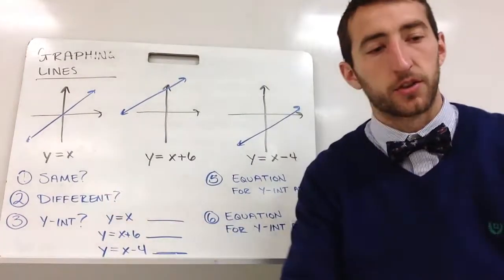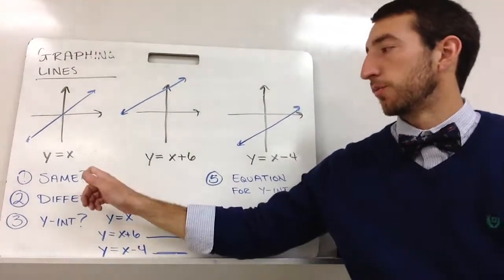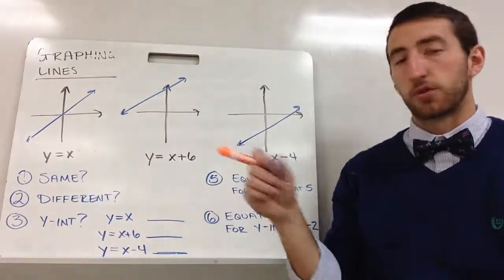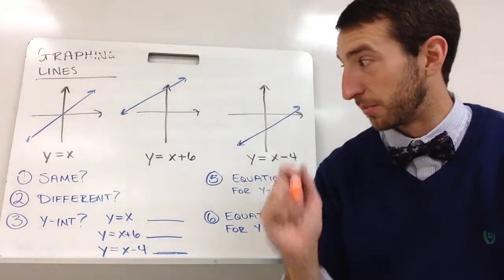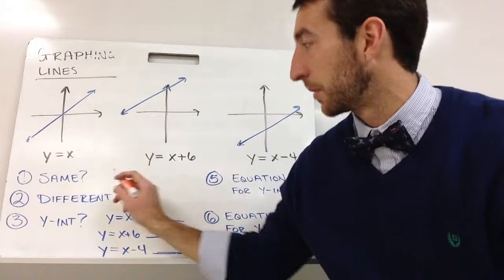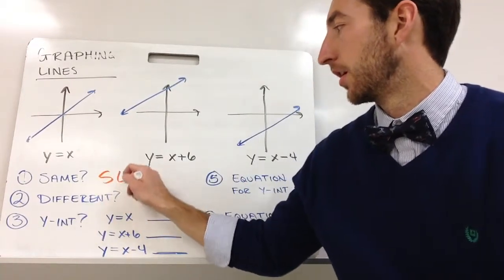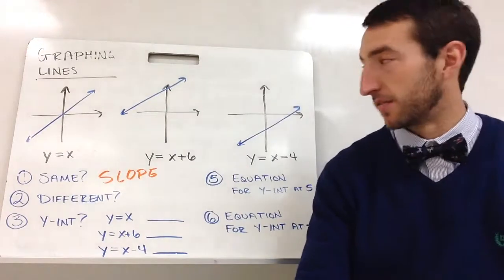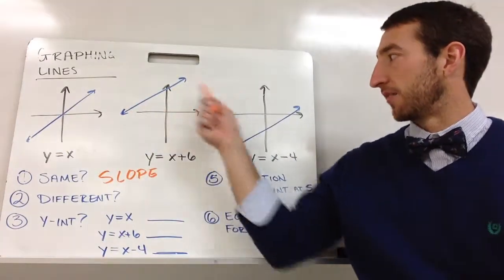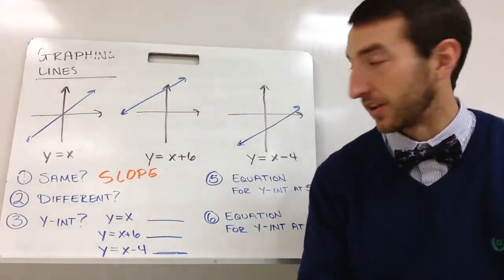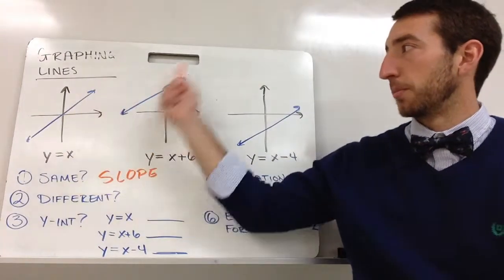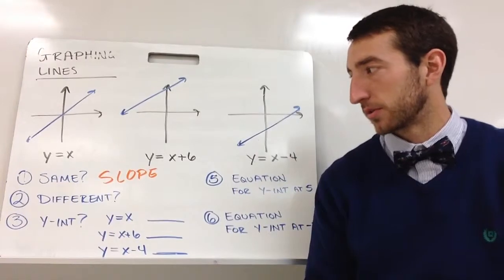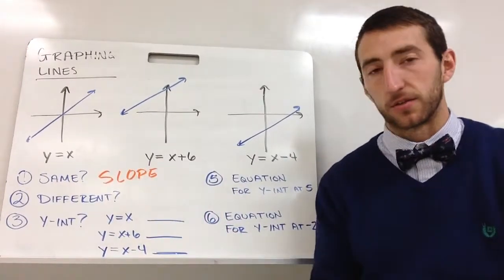So now we want to answer these questions. What do you notice is the same? If you notice, all of them are parallel. They don't cross even if they went on forever. If they're parallel, that means they have the same slope. Remember that last video we talked about the slope. That's the steepness of the line. The steepness of the line for all of these is the same. And they're all going uphill from left to right, so that means that they're all positive slopes. So they all have the same positive slope.